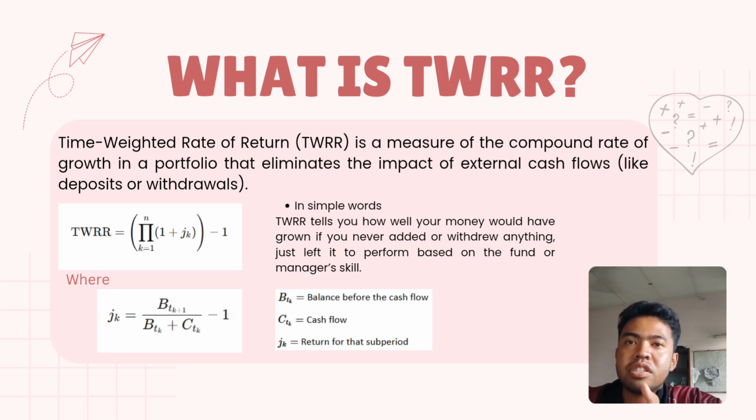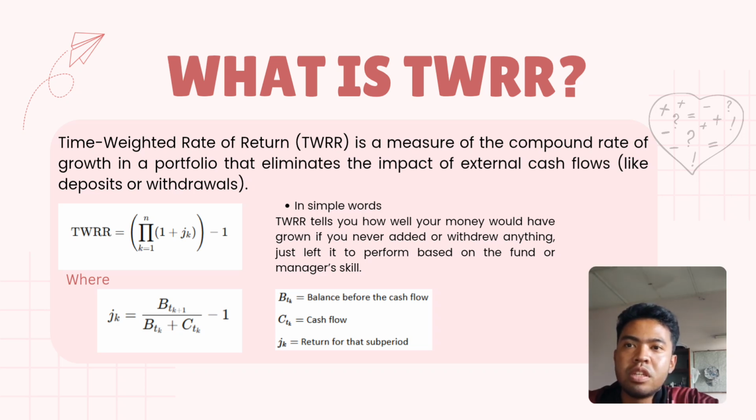Basically, TWRR measures the compound rate of growth in a portfolio that eliminates the impact of external cash flows like deposits and withdrawals. In simple words, TWRR tells you how well your money would have grown if you never added or withdrew anything, just left it to perform based on the fund or manager's skill.